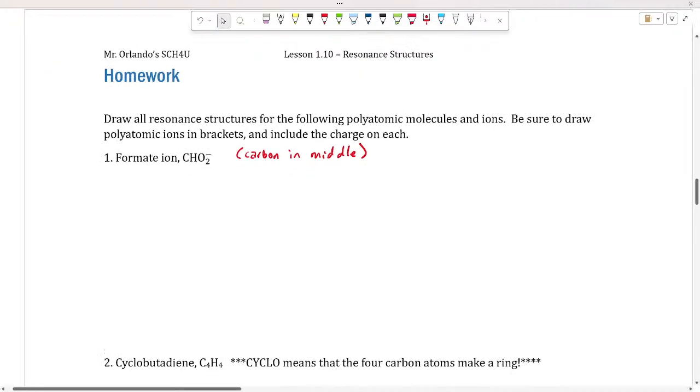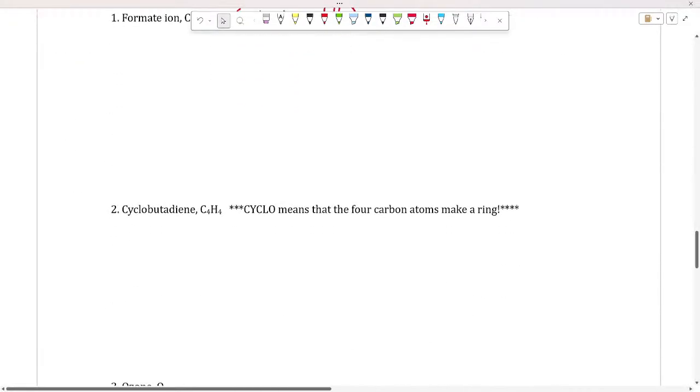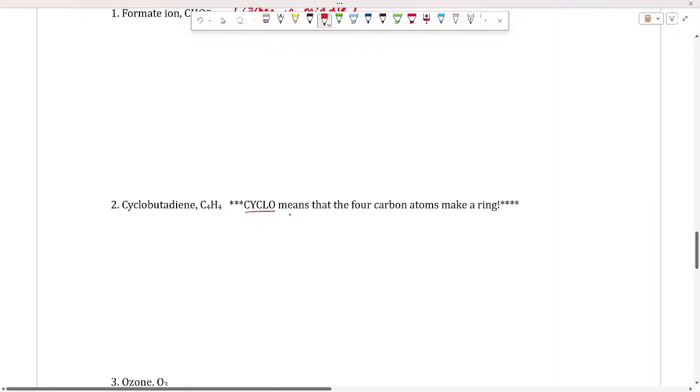What does it mean by cyclo? Cyclo means that the 4 carbon atoms make a ring. I like this structure. This is a real structure. I will draw this for you to start. Let's count. Do you want to do this one together? This is a fun one. Or do you want to be challenged?